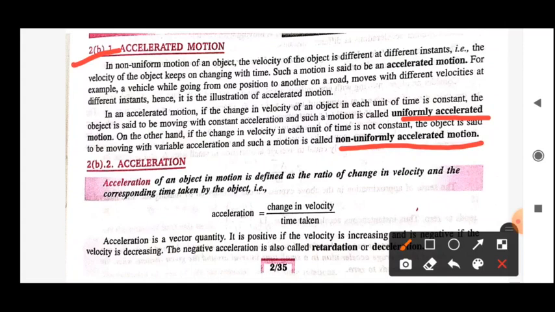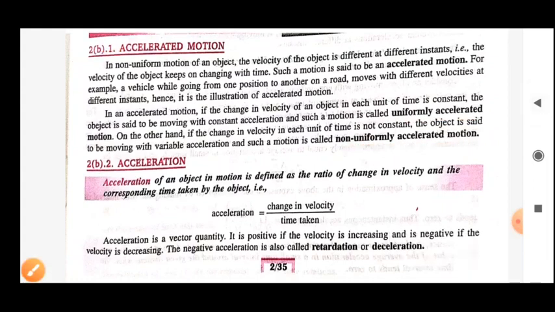Next, what is uniformly accelerated and non-uniformly accelerated? In accelerated motion, if the change in velocity of an object in each unit of time is constant, meaning suppose in 5 minutes you see what the velocity change is, then again in the next 5 minutes what the velocity change is, if that change is constant, then the motion is known as uniformly accelerated. And if that change is not constant, that is, it has different values, then that is called non-uniformly accelerated motion.